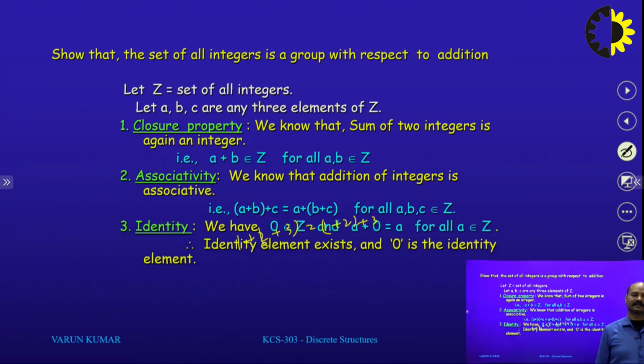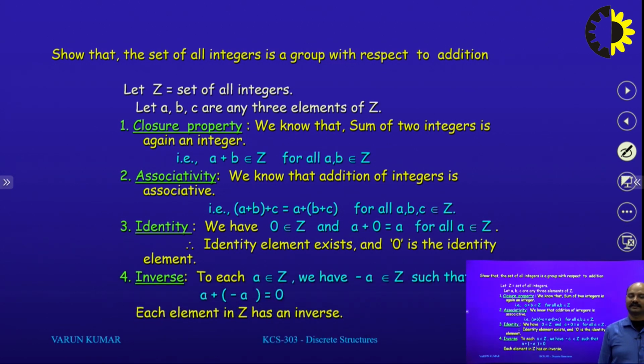Then the third property, that is the identity property. Here the identity element is 0. If we add any element with 0, then the result is the element itself. So 0 is the identity element. And what is the inverse? A inverse is minus A. For example, 2 added with which element gives the result 0? 2 added with minus 2. So A inverse is minus A and minus A inverse is A, and A must belong to Z. So the inverse property is also satisfied.